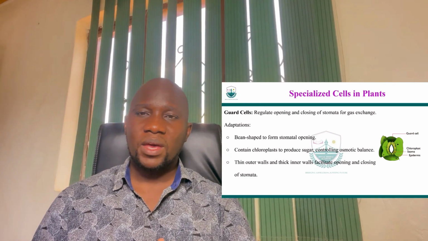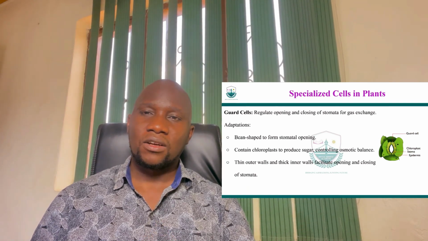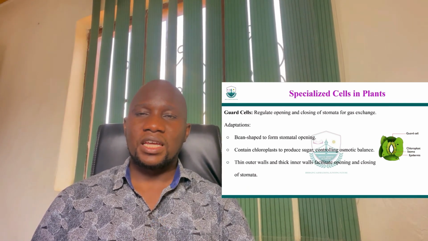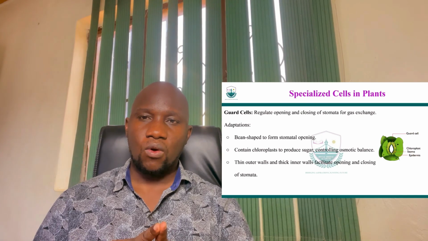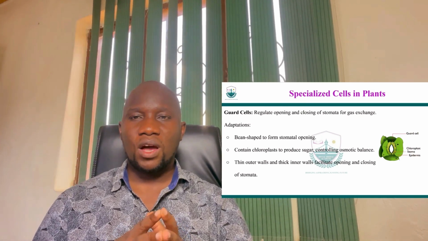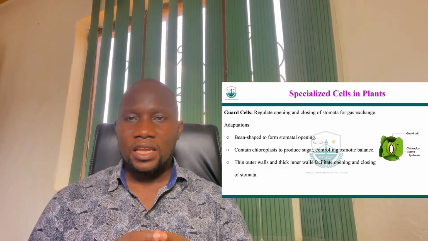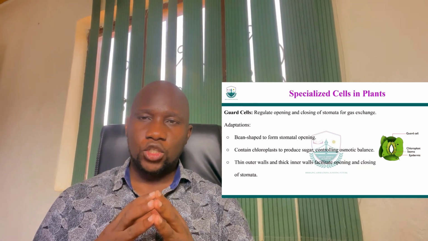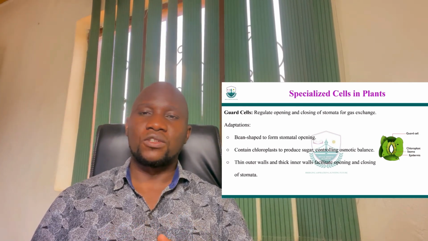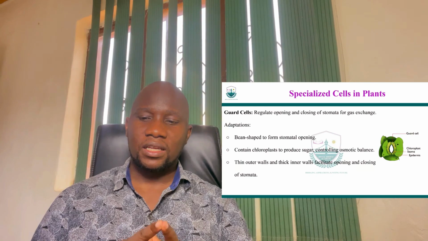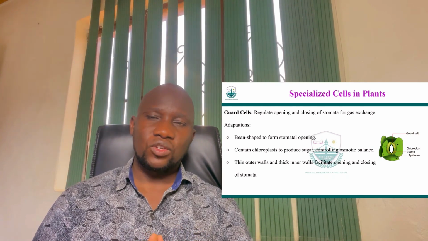But one such mechanism is when water enters the guard cells, causing them to swell such that you can have opening of the stomata. That means the guard cells should have chloroplasts to carry out photosynthesis, and this photosynthesis gives us the sugar that will attract the water, causing the guard cells to swell and therefore opening the stomata.